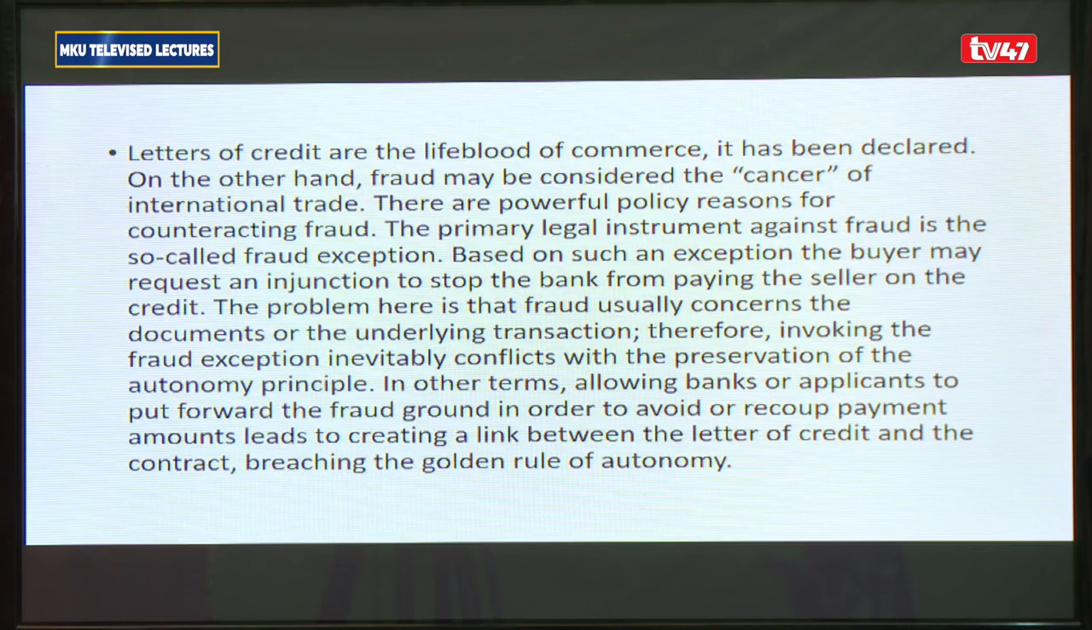Now, the primary legal instrument against fraud is the so-called fraud exception. Based on such an exception, the buyer may request an injunction to stop the bank from paying the seller on the credit. The problem is that here the fraud usually concerns the documents or the underlying transaction. Therefore, invoking the fraud exception inevitably conflicts with the preservation of the autonomy principle. In other terms, allowing banks or applicants to put forward the fraud ground in order to avoid or recoup payment amounts leads to creating a link between the letter of credit and the contract. And therefore, it breaches the golden rule of autonomy.